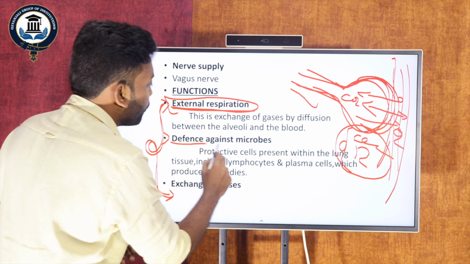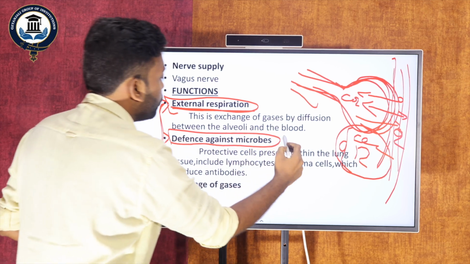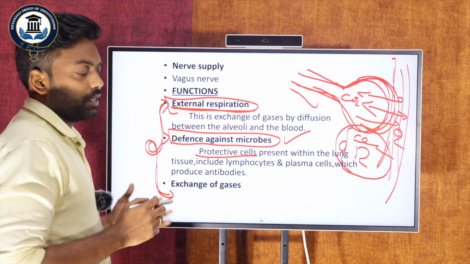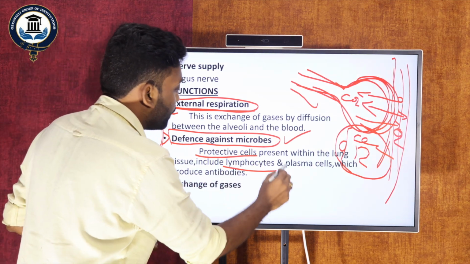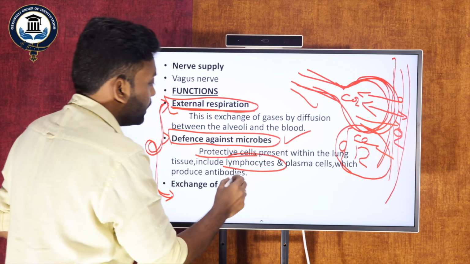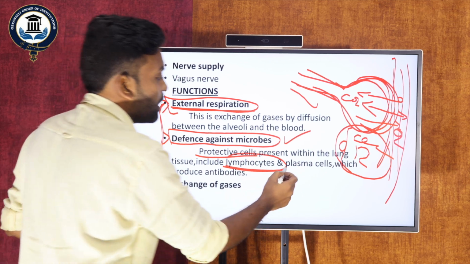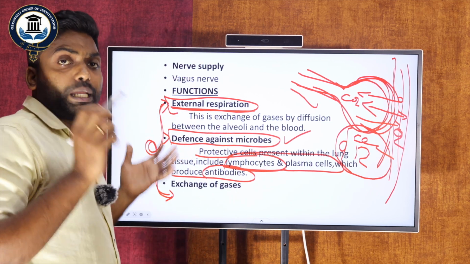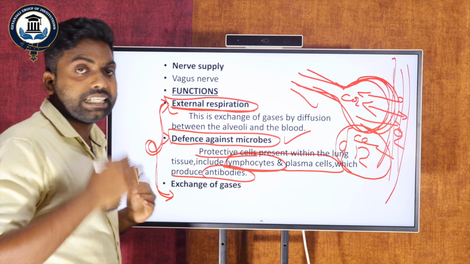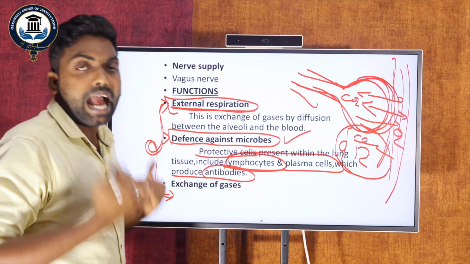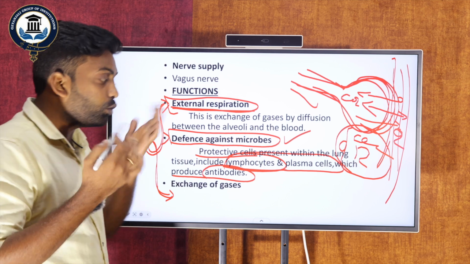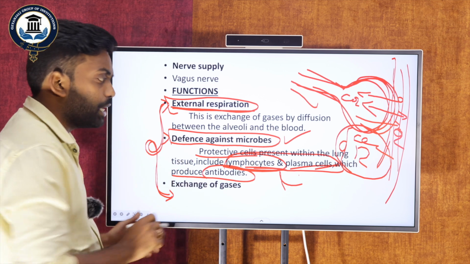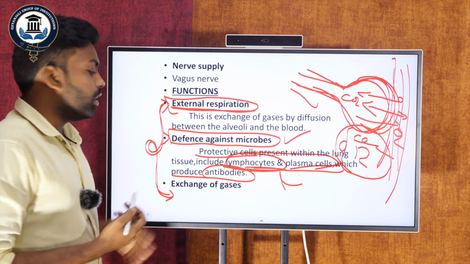And what is the meaning of defensive? The defensive mechanism is nothing but protection. How does the protection occur? There is tissue within the lungs, the lymphocytes as well as plasma cells, which produce antibodies. As you know, antibodies act against infection. Whenever an antigen or foreign body enters the body, these lymphocytes and plasma cells secrete antibodies and act against the infection.